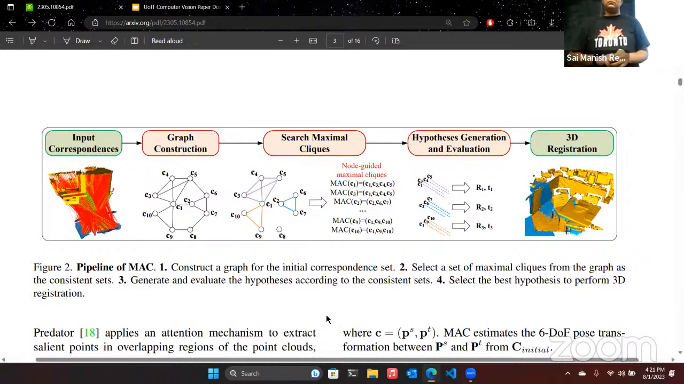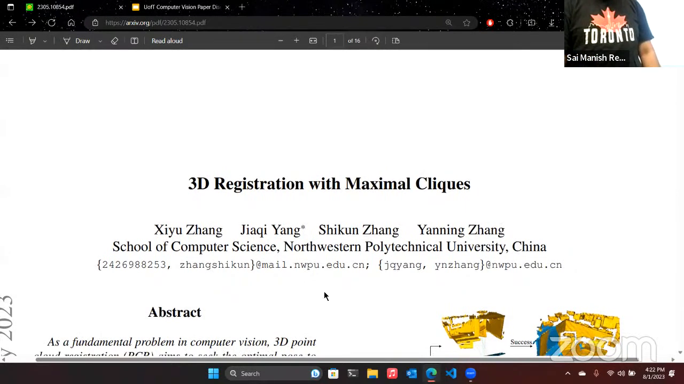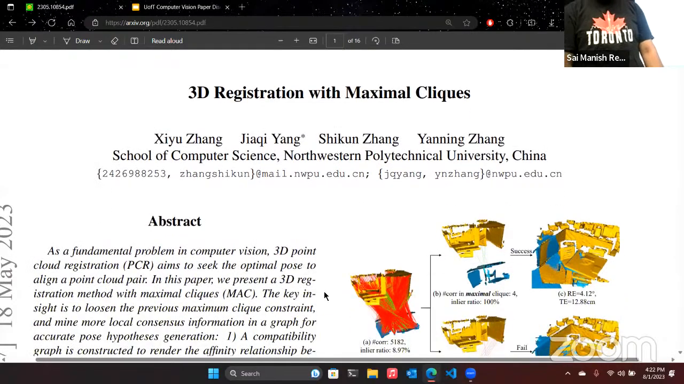I was just meaning the hypothesis generation and evaluation part. That's exactly the same as RANSAC and a lot of other previous graphics methods. Yeah, that is a pretty standard method, but the main difference lies in using maximal cliques in this paper. Sorry, what's the paper? 3D registration with maximal cliques. This was CVPR, yeah, this year's CVPR.